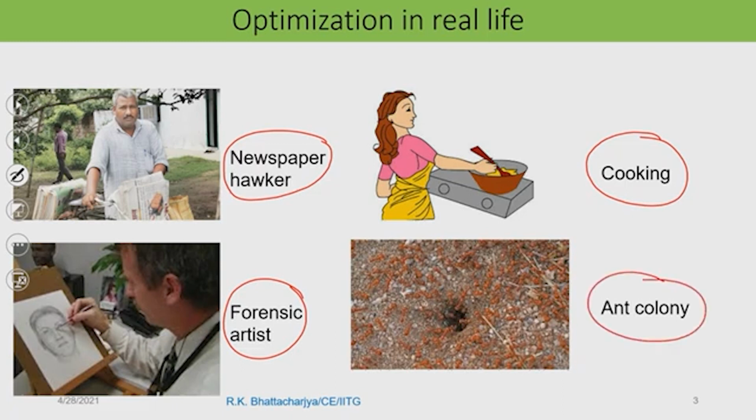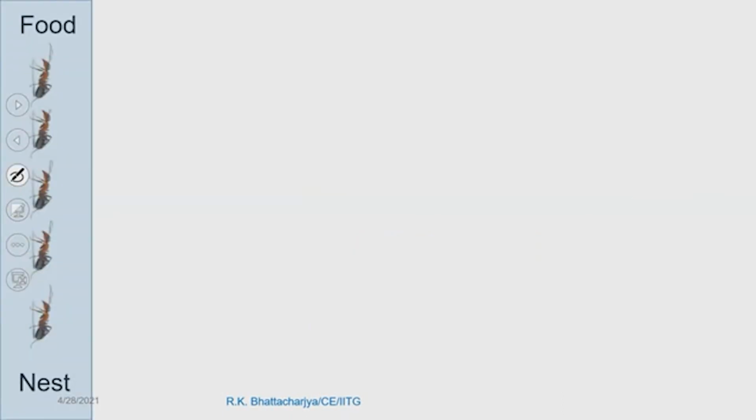Then the fourth one is an ant colony. I will give an example of that. Let us see these ants. What are they doing? There is a nest and they are trying to search for food. You can also do this experiment, and you will see that these ants are moving in a straight line. Basically, what they are trying to do is follow the shortest distance.